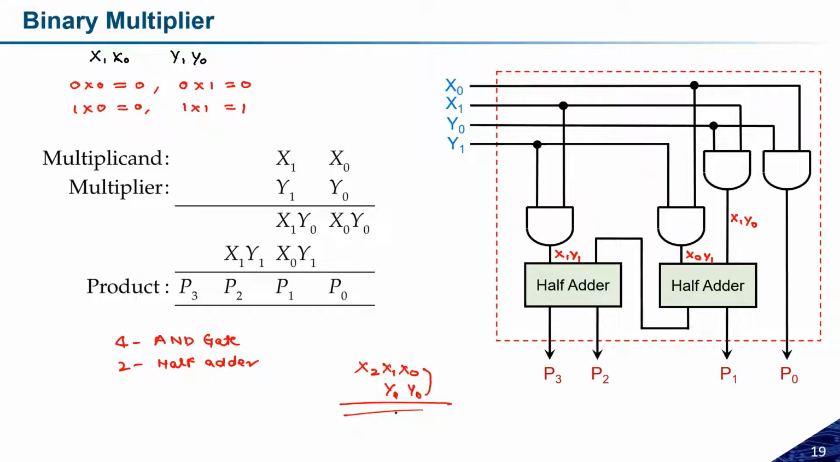Now can anyone tell me, suppose I have to find the product of this number, this is the number which I want to multiply, how many gates are needed, and what are the different hardware needed to implement this one?